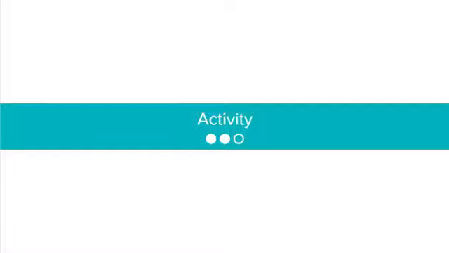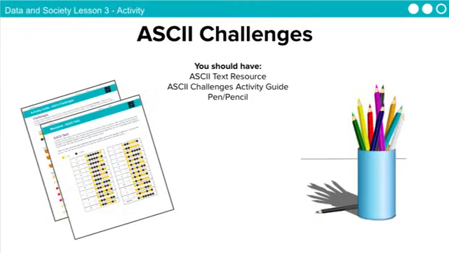So in class, you would be doing this with a partner, but if you are doing this virtually, you're going to need 3 things, or maybe just 2 things. The ASCII text resource, which will be attached to the assignment post, and the ASCII challenges activity guide, which will also be attached to the assignment post. And you can just fill it out digitally.